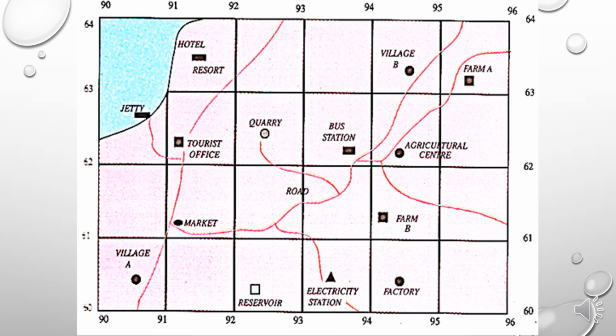What is the bearing of Farm A from Farm B? We draw a vertical line through Farm B. Then from Farm B, a straight line is drawn to Farm A.